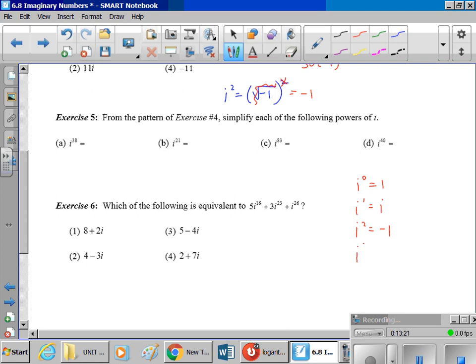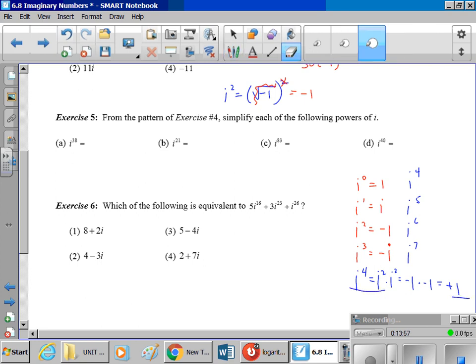And i to the third power would be i squared times i to the first, which is negative i. And when you get down to i to the fourth power, think about it like this: i squared times i squared, which is negative 1 times negative 1, which is positive 1. Well, guess what? i to the fourth is the same thing as i to the 0. i to the fifth is the same thing as i to the first. i to the sixth is the same thing as i to the second. And i to the seventh is the same thing as i to the third.